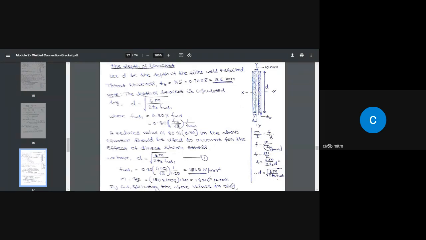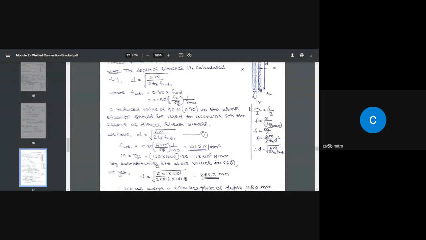So throat thickness TT is equal to K s, where K equal to 0.70 multiplied by 8, which is 5.6 millimeter. Then the depth of the bracket or the depth of the weld, both of them are one and the same, is given by D equal to 6M divided by 2t multiplied by FWD1. It is not FWD. How did we get this?